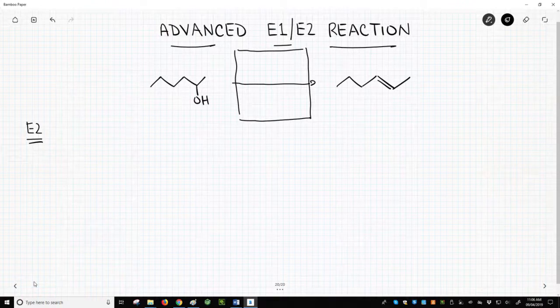For an E2, we need a leaving group. We could easily use a reagent step to convert the OH to a halide or a tosylate. The halide might require HBr, and the tosylate would need tosyl chloride and pyridine. I'll choose a tosylate. Once we have a leaving group, we can use a second step to treat it with a strong base. We'll need to use a standard base like sodium hydroxide or sodium methoxide.